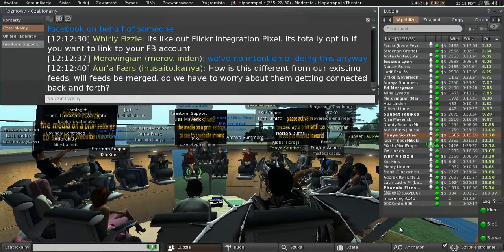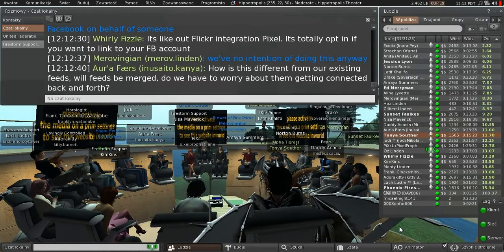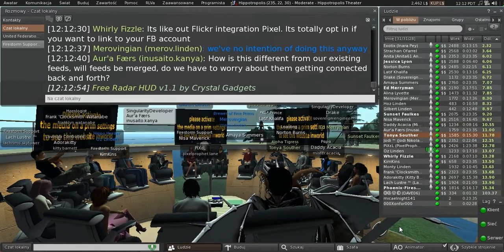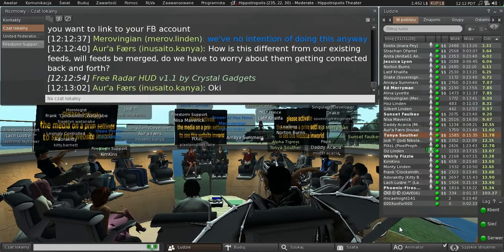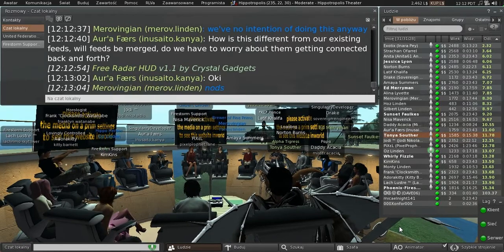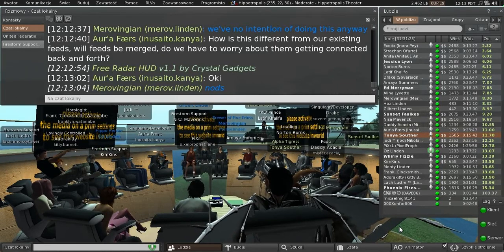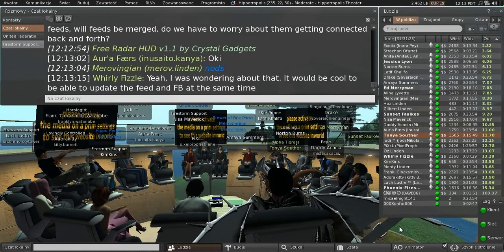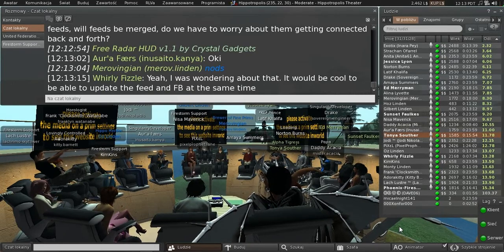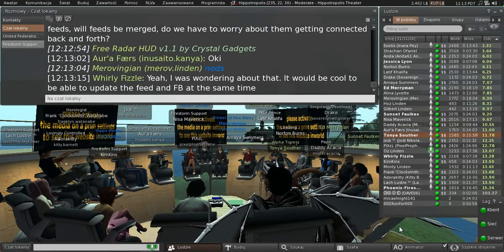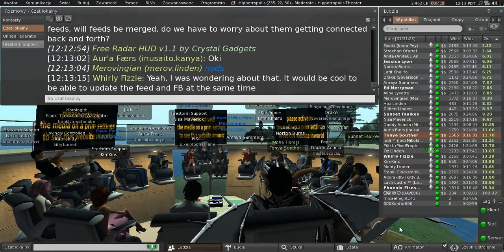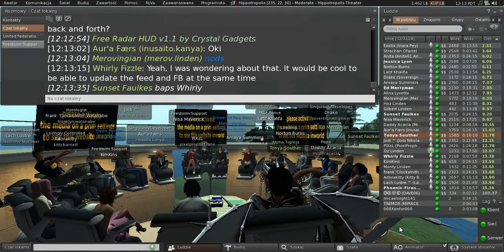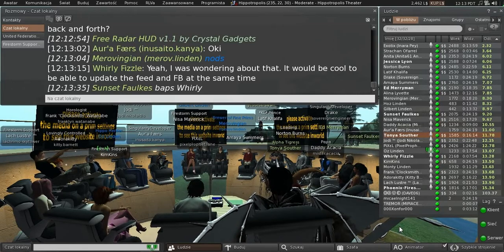Well, that's good. No, there's no connection between the in-Second Life profile feeds and the Facebook feed. They have no relationship at all. In theory, one could probably build a viewer that did that, but we're not planning on it.